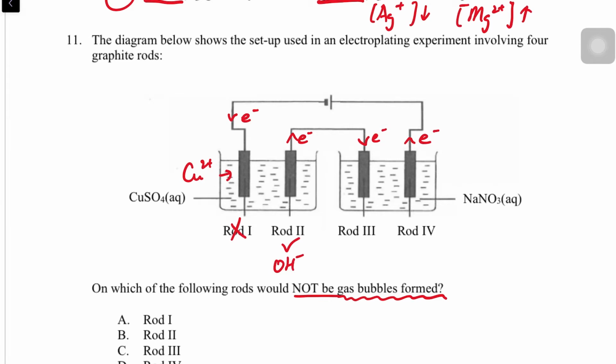This is oxidation. Then 3, the silver ion will not go, only hydrogen ion will go. So yes, they will give out hydrogen gas. And finally, again, hydroxide ion will lose the electron to form O2. So one will not give colorless bubble. The answer will be A.